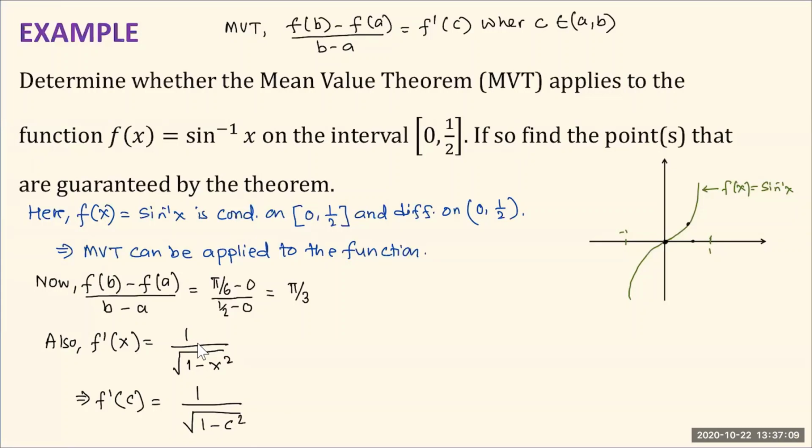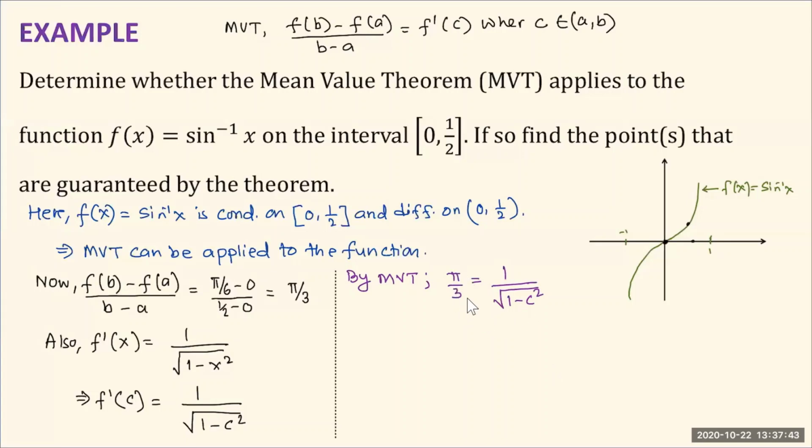And the theorem says those two values are equal. The value of f of b minus f of a over b minus a and the value of f prime of c, they are equal. So let's use the theorem and equate them. By mean value theorem, pi over 3 is equal to 1 over the square root of 1 minus c squared. Now we have to find the value of c, which is there in the denominator.